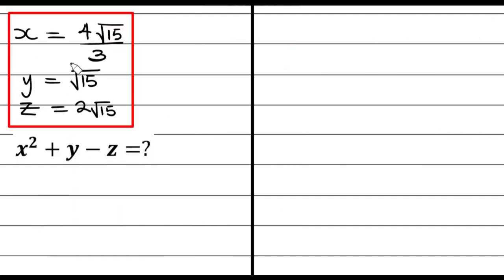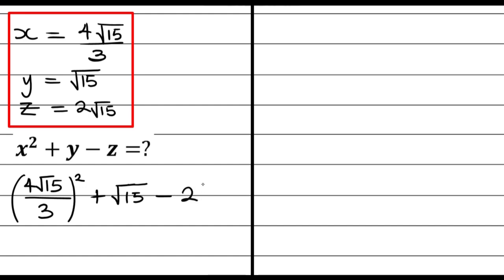Therefore, bringing all the values together. So x squared, that is, x is 4 root 15 over 3, all squared. Then plus y. What's the value of y? That's root 15. Then minus z. What is z? z is 2 root 15.